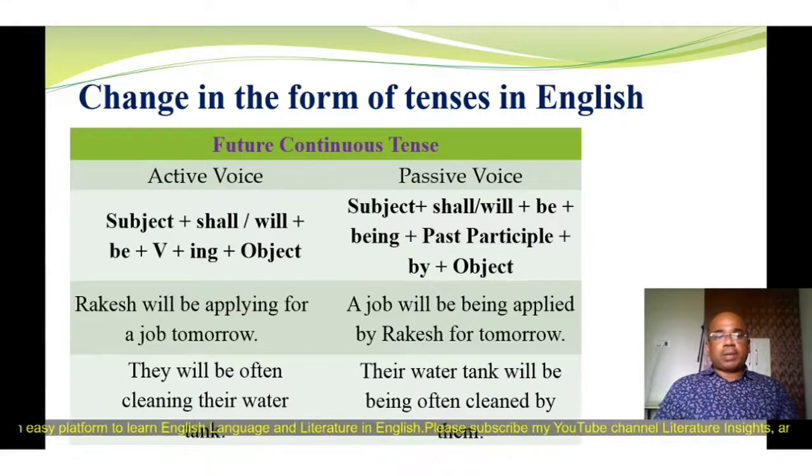Rakesh will be applying for a job tomorrow. A job will be being applied by Rakesh for tomorrow. They will be often cleaning their water tank. The water tank will be being often cleaned by them. So these are the examples of active voice and passive voice in future continuous tense.